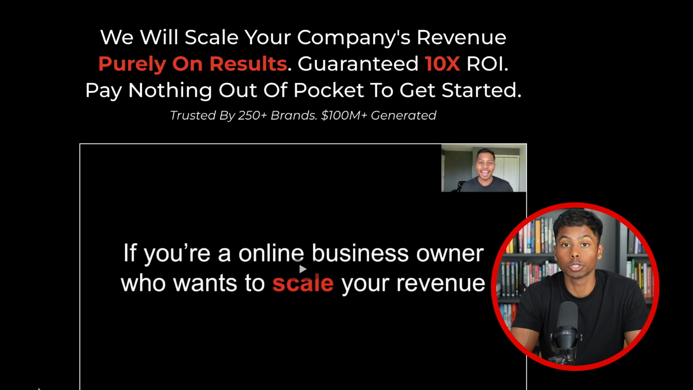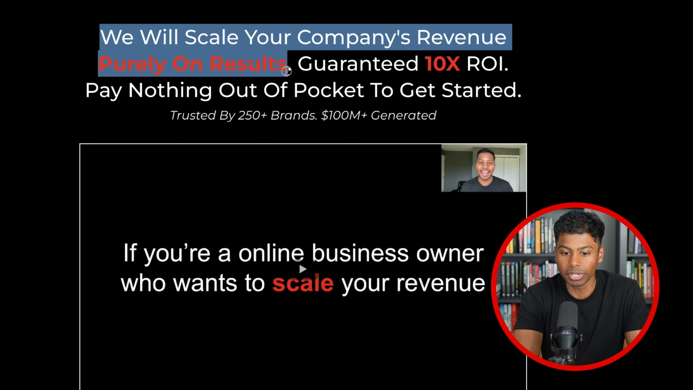So this is a good page to model, and I'll break down the 6 conversion elements on this page. So it starts with the first element, which is the outcome they want. And you can see right away on this page, we say, we will scale your company's revenue purely on results. That is the outcome I know my target market wants, is they want to scale their revenue purely on results. So that is the first thing I am leading with on this landing page.